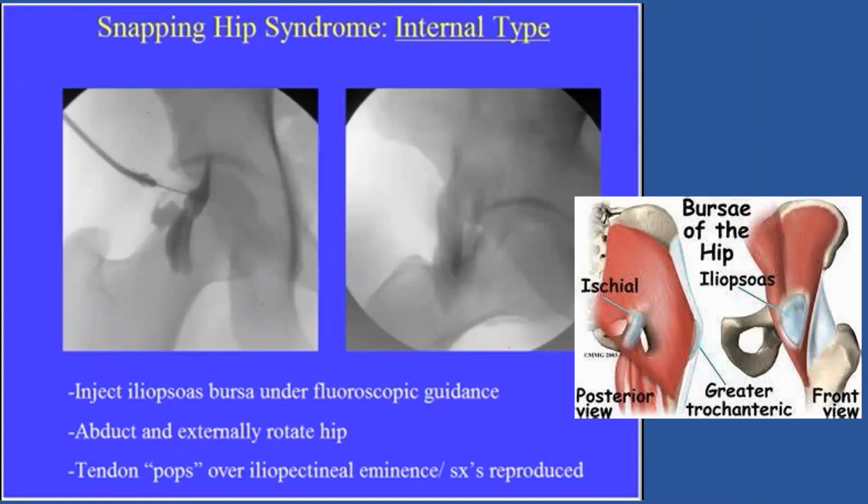Now, we also have an internal type. The internal is when the iliopsoas rubs on the pelvic brim, and there is a bursa over there, and they will have pain in the pelvic brim. You can diagnose it by injecting. You see that there is inflammation, or you can do an MRI, and you can infiltrate it locally. At times, it's so resistant to treatment that you might have to lengthen or remove the bursa or perform any other type of surgery.